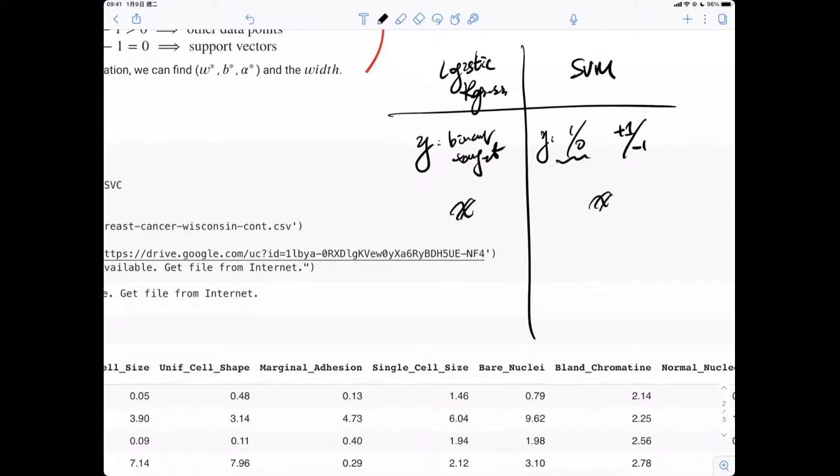Of course, they accept different features. Those features are numeric because we do this calculation in the surface, in a space, and those data points can be calculated. So they should be numerical.